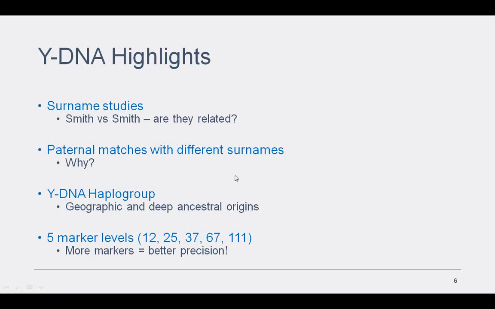And then, for the number of markers that we test, we have 5 different marker levels that Family Tree DNA offers, and they are 12 markers, 25, 37, 67, and 111, and I'll go into details about why you might want to test one marker level over another, or if you've already tested, why you might want to think about testing more markers. But in general, the more markers, it gives you better precision and confidence in the age of your matches, basically. And when I say age, I mean as far as when the common ancestor was, how far back the common ancestor was. So we'll talk in more detail about that as we move forward.